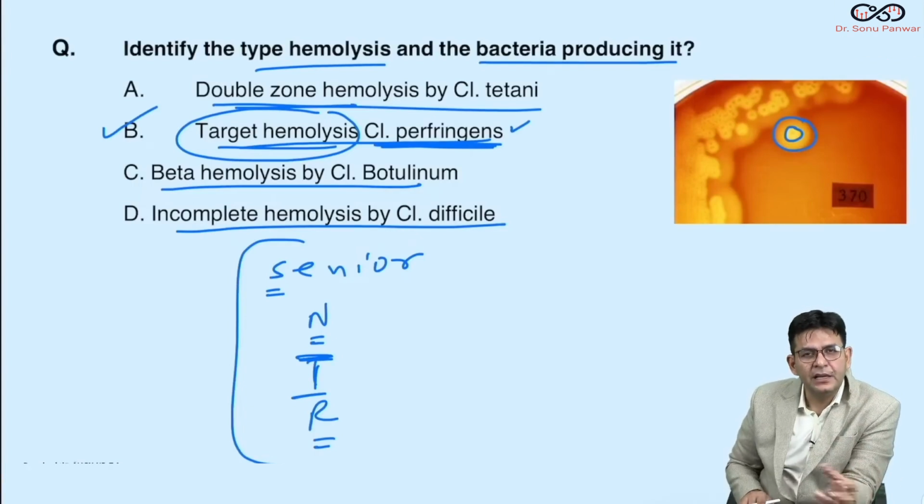And SNARE proteins: synaptobrevin, syntaxin, and SNAP25. These names are coming in your exam. SNAP25, syntaxin, and synaptobrevin, these are the SNARE proteins involved for Clostridium botulinum. Okay, telling regarding flaccid paralysis, Abdul, very good.